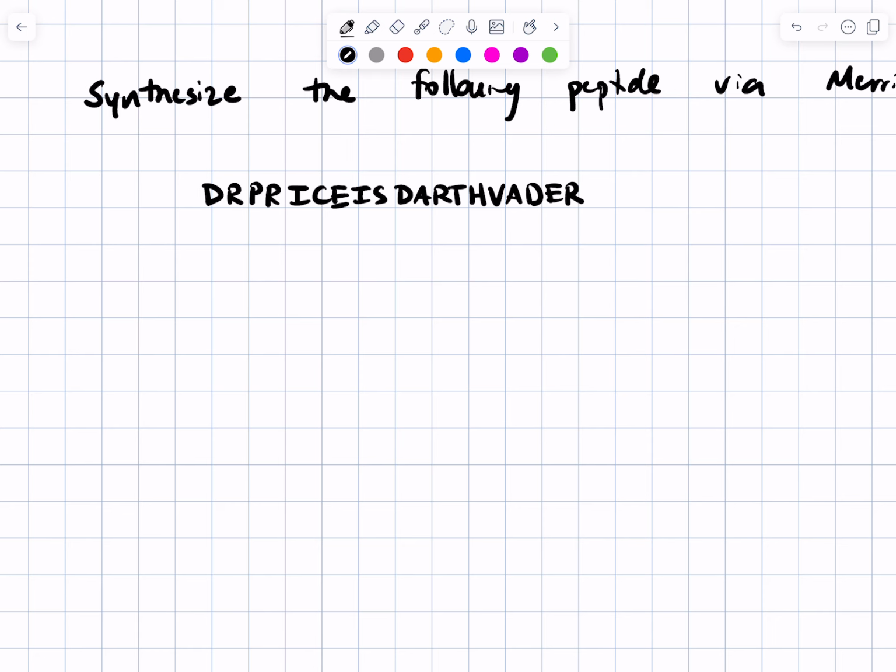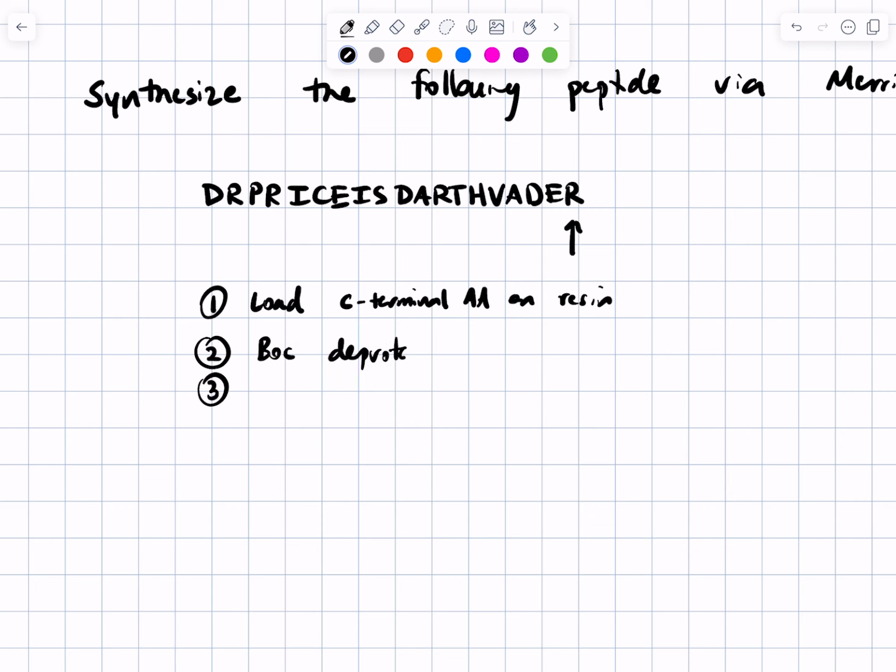And what you need to know is, your first step is, you've got to load the C-terminal amino acid on the resin. And then step 2 is Boc deprotect. Step 3 is couple the next amino acid.